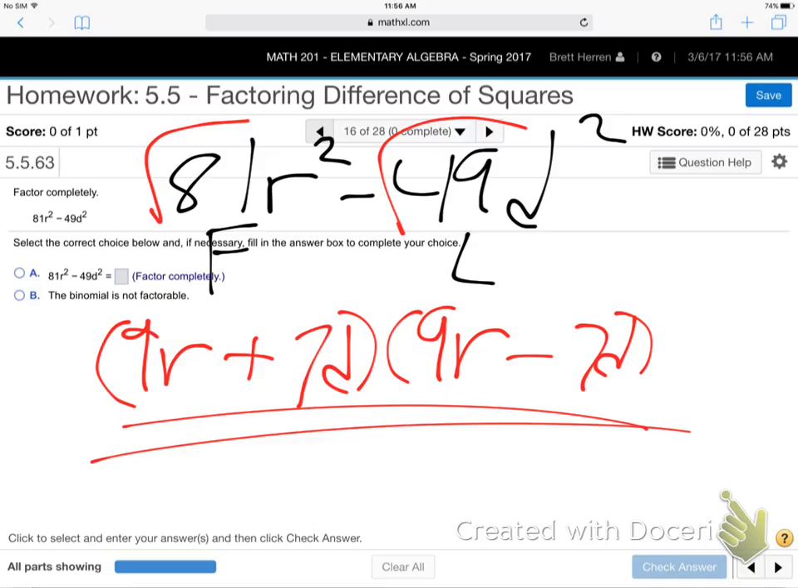Why is there no middle term? Because if you add it, remember the middle comes from adding, plus 7 and minus 7 would be 0. Make sense? We good? Questions? All right, I'm going to try to fool you now.